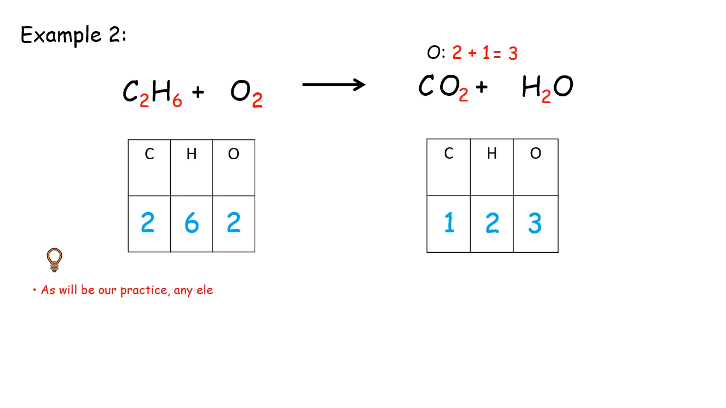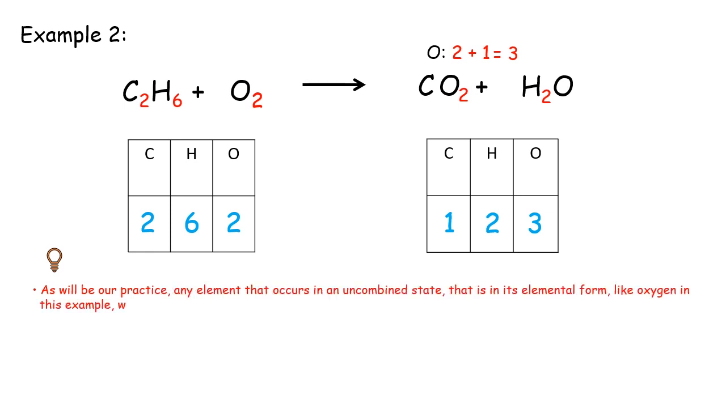As will be our practice, any element that occurs in an uncombined state, that is in elemental form, like oxygen in this example, will be balanced last, even if it is present in a fewer number of molecules than the other elements. Since both carbon and hydrogen appear twice in the chemical equation, we can start with either of the 2. In this example, we will start with carbon by going from left to right.